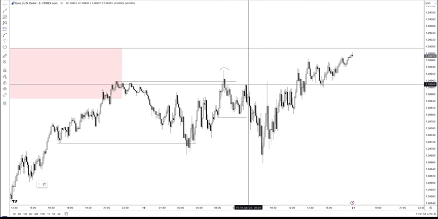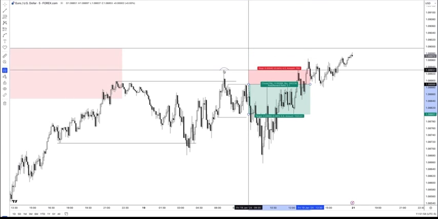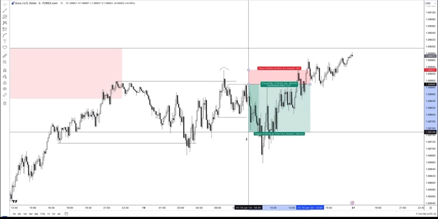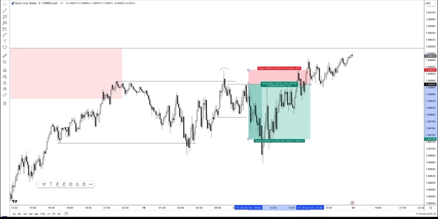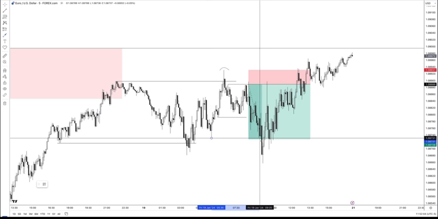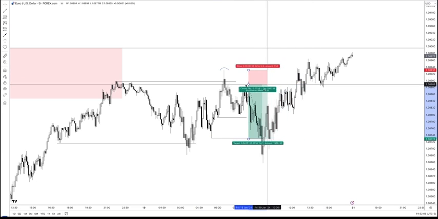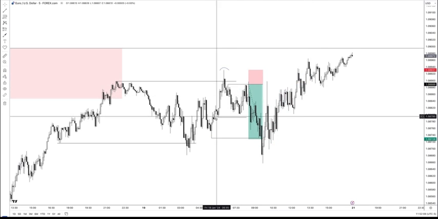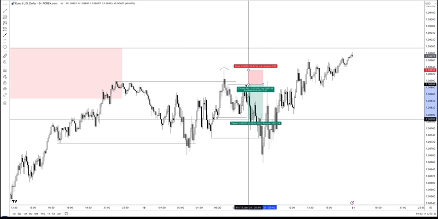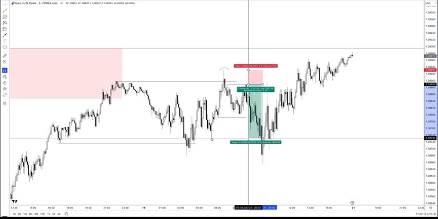So how can we take this entry? Well, you simply wait for that inducement high to get taken out. You want to have your stop above the inducement high, and now you have all this liquidity you can target, one being here. Unfortunately, I believe if you were to target this low, it's only a 1 to 2.3, so you'd have to hold it a little further.